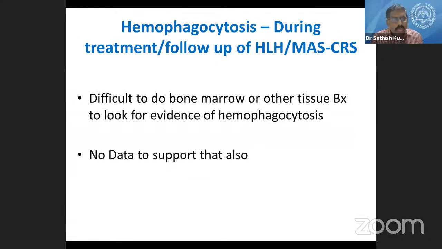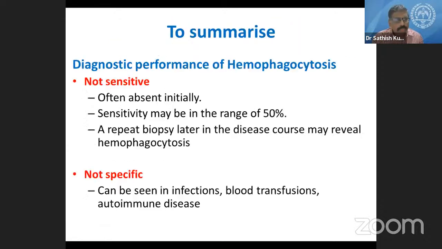Do we do bone marrow again to look whether the hemophagocytosis is gone? It's very difficult to do, and there is no data to support that. At follow-up, I would not do a bone marrow or other tissue biopsy to look for hemophagocytosis. To summarize, the diagnostic performance of hemophagocytosis is not sensitive. Often it can be absent initially. Sometimes you may have to keep on doing bone marrow to pick it up. Sensitivity may be in the range of 50%. A repeat biopsy later may show it.